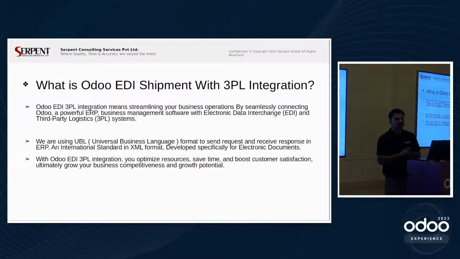So what is Odoo EDI shipment with 3PL integration? Odoo EDI 3PL integration means streamlining your business operation by seamlessly connecting Odoo, a powerful ERP business management software, with electronic data interchange and third-party logistics systems.